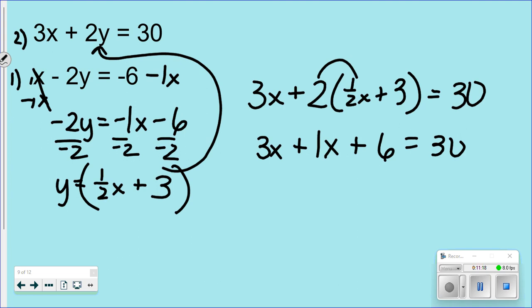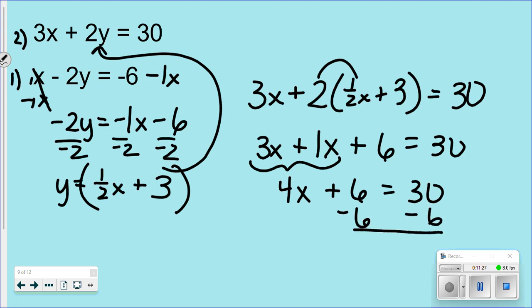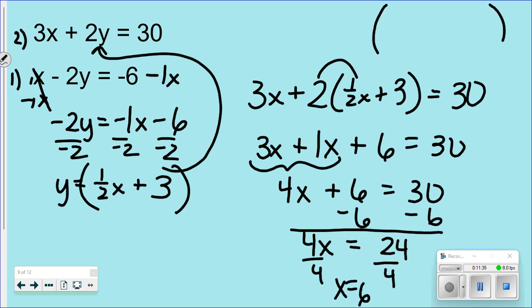Then I'm going to start to combine. This is 4x plus 6 equals 30. Minus 6, minus 6. I have 4x equals 24. Divide by 4, divide by 4. x equals 6. So remember, I'm going to have an ordered pair as an answer, and x is 6.